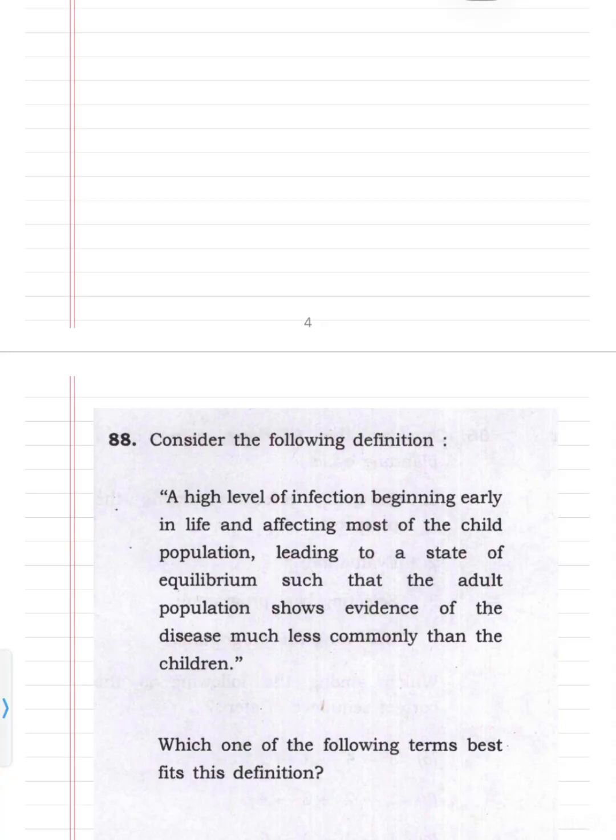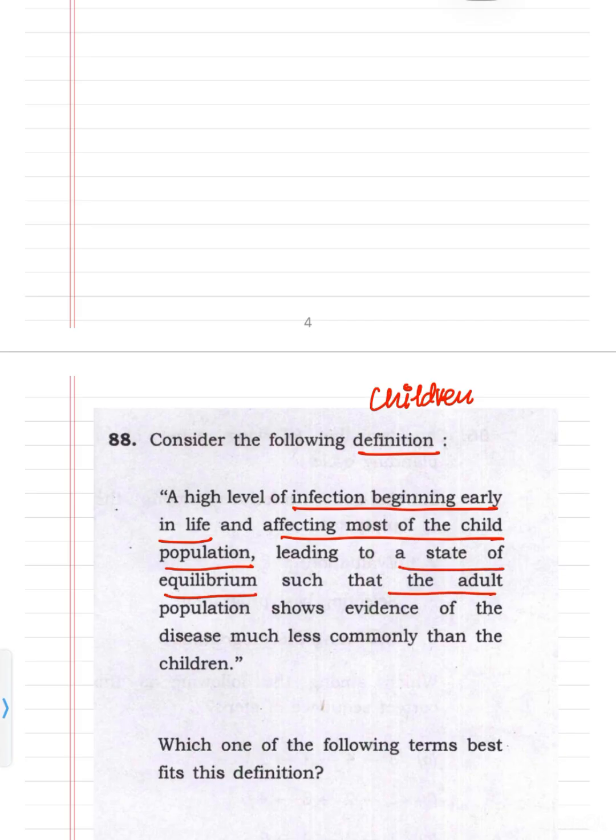Question number 88. Consider the following definition. A high level of infection beginning early in the life and affecting most of the child population. So children are affected more, leading to a state of equilibrium such that the adult population shows evidence of disease much less commonly than the children. So children will be having more than the adults.